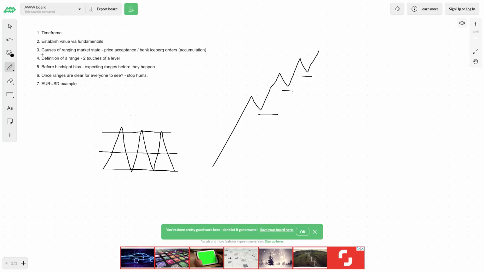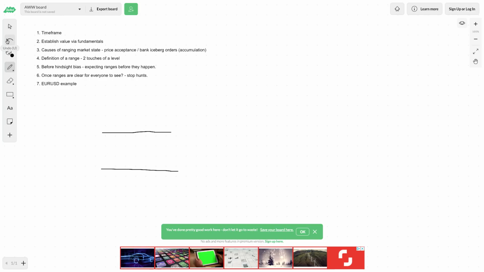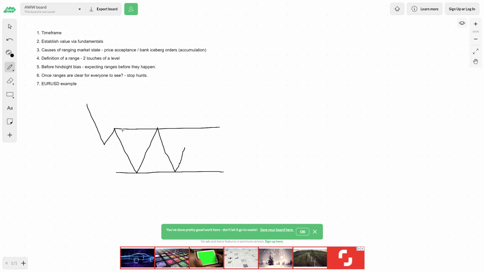Now, the definition, right, of a ranging market is 2 touches of a level. So what you'll probably see is something like this. Maybe prices will be trending, right? Lower lows, lower highs. And then what you'll see is a touch of a level, another touch of a level. And as soon as prices do something like this and start to come up, right? This now starts to look like a ranging market, right? And then obviously you get third touches.